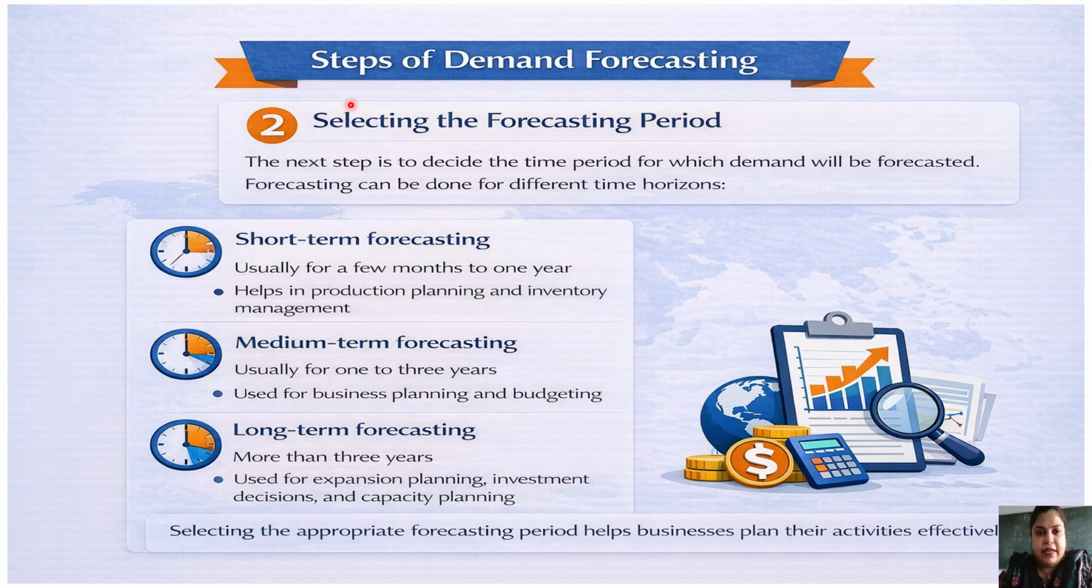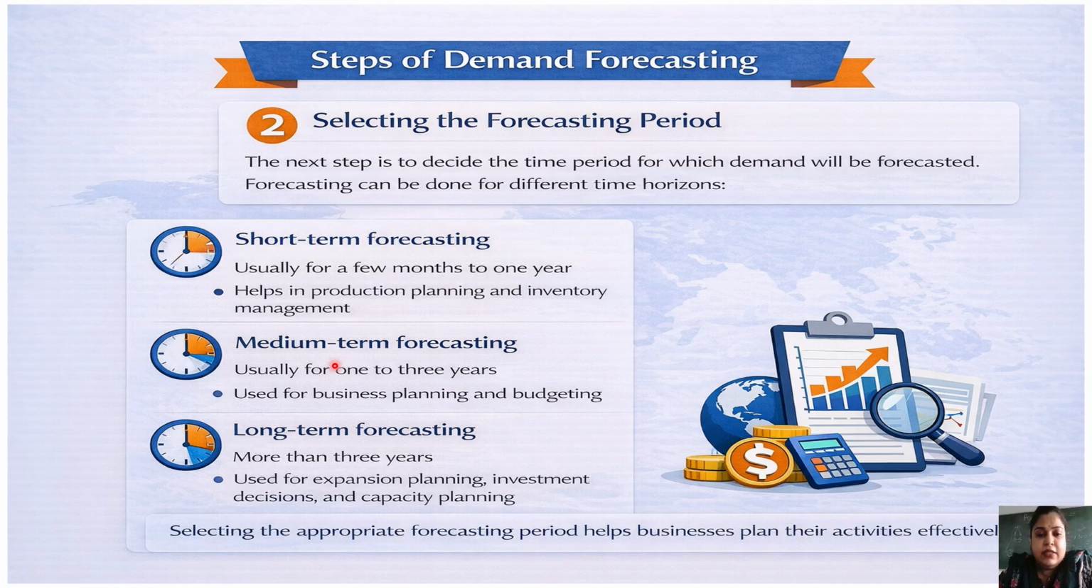Okay, the second step is selecting the forecasting period. In this particular step, the managers have to decide the time period for which demand will be forecasted. Forecasting can be done for different time horizons. The first one is short-term forecasting. It is usually up to 1 year. It helps in production planning and inventory management.